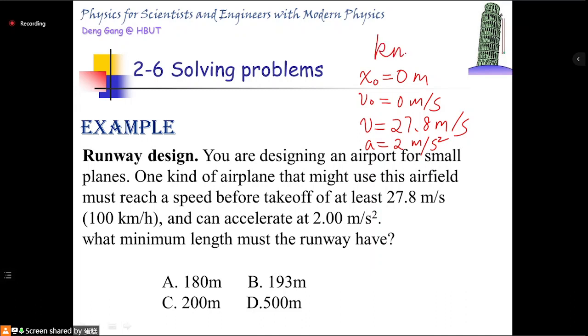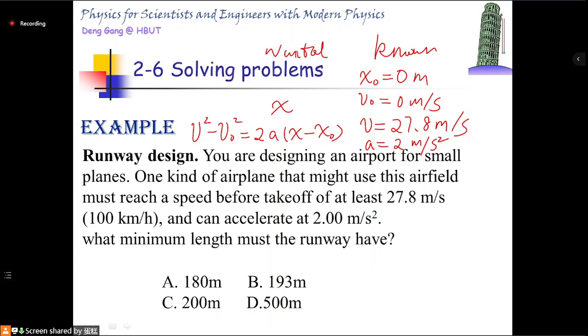This is known, and this is wanted. What we are going to find out is how long. That's x. We are going to find out x. You can use exactly the same equation, but this time we are not going to calculate v, we are going to calculate x. Still that equation, v squared minus v0 squared is equal to 2a times x minus x0, but this time we are going to find out x, not v.